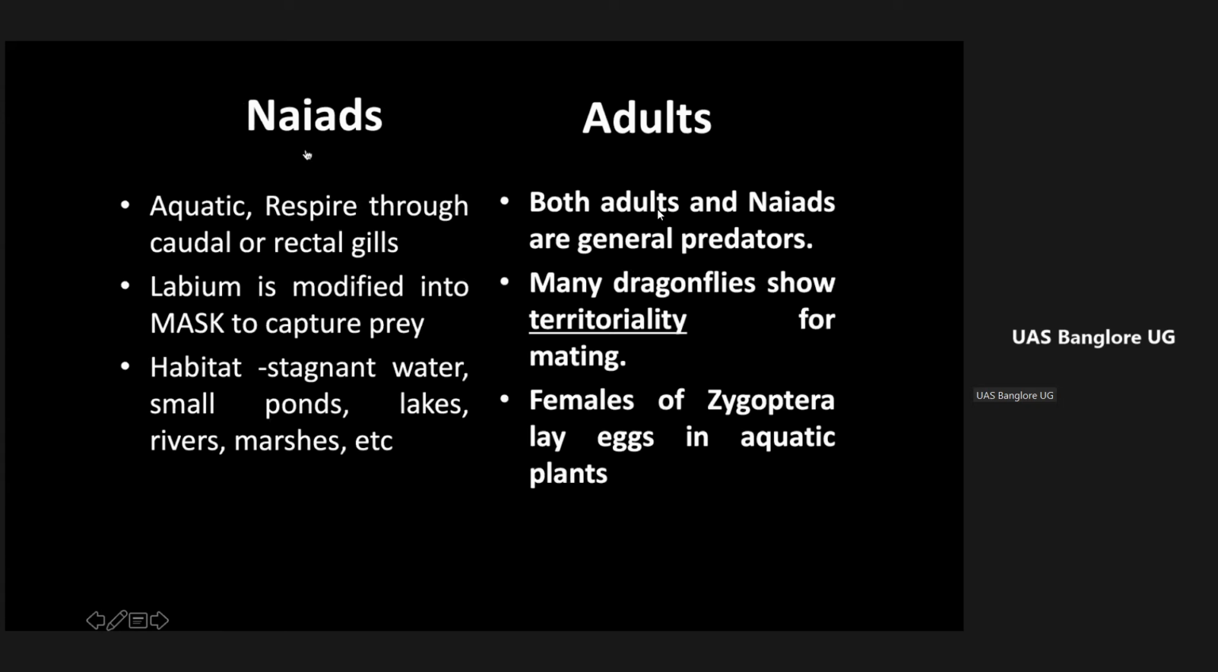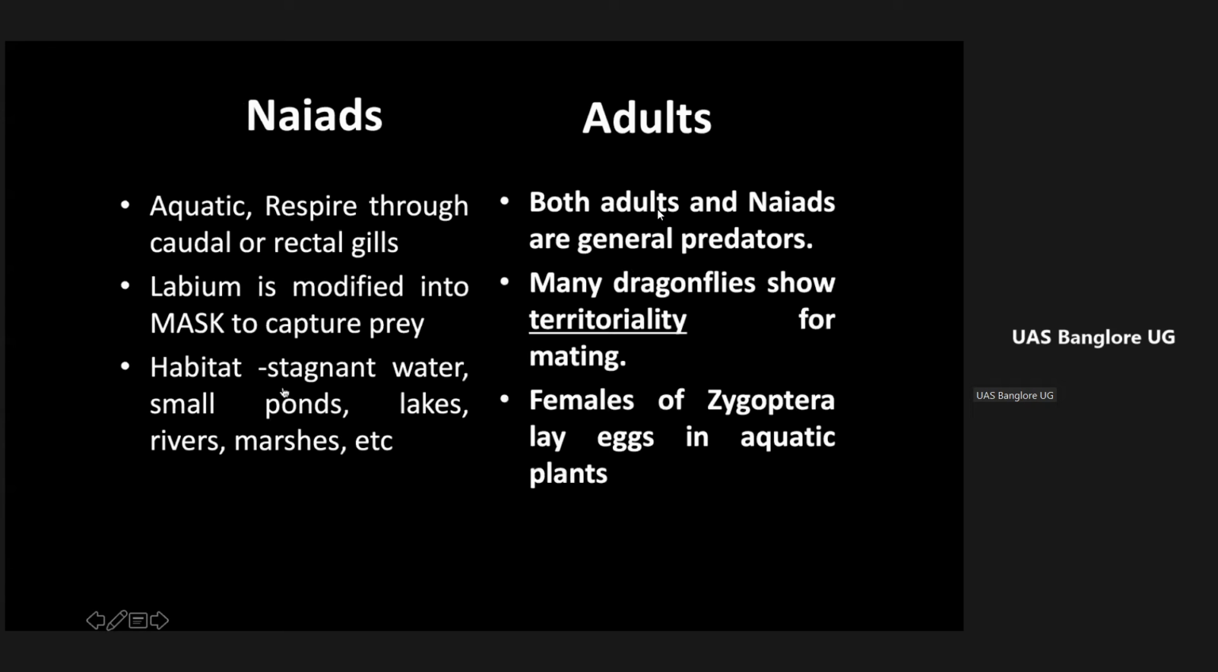We call the young ones naiads because they are not similar to their parents and they are also in a different habitat. All of the young ones are seen in the aquatic ecosystem, whereas the adults are free flying. They fly around, sit on plants, catch the prey and eat. Both are okay. The nymphs have a modified labium, which we call a mask, to capture the prey. We call it a prehensile organ. They extend their mask and catch the prey.